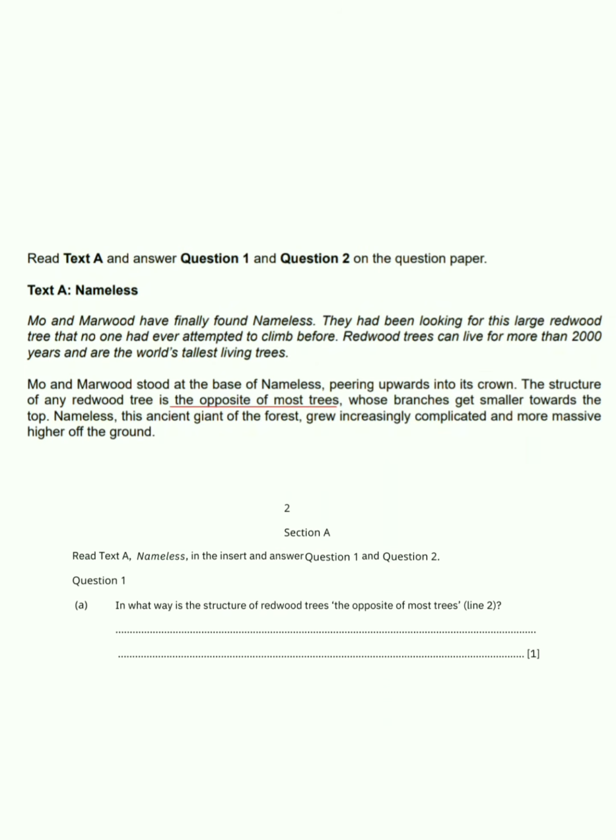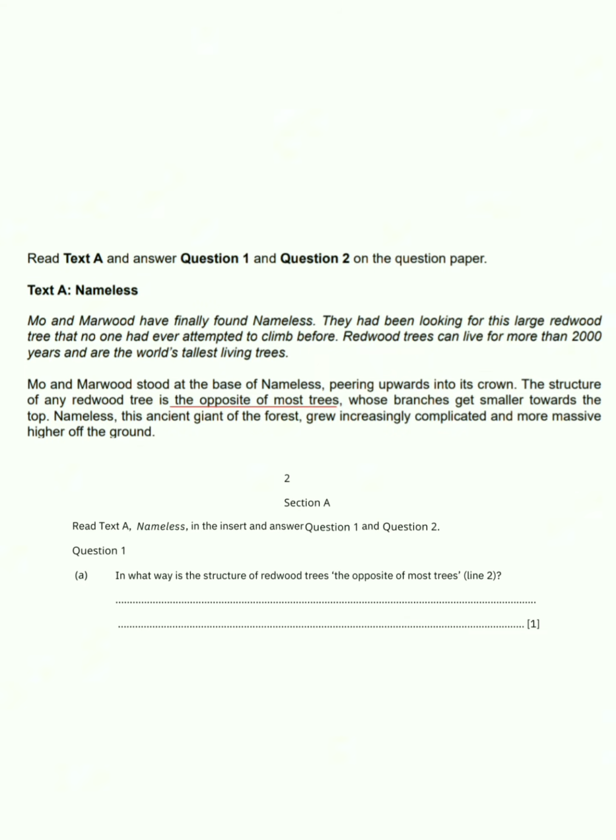Now, the question is asking you to give the opposite of most trees. Branches of most trees get smaller towards the top. The redwood tree is the exact opposite. So your answer will be, its branches get larger towards the top, or branches grow more massive towards the top. Both answers are correct.